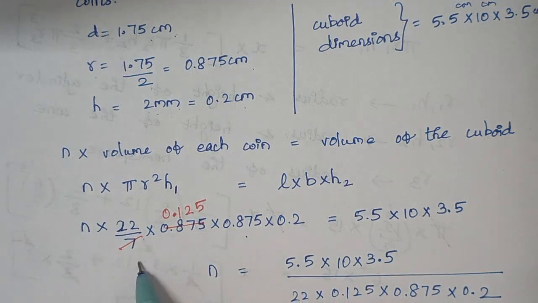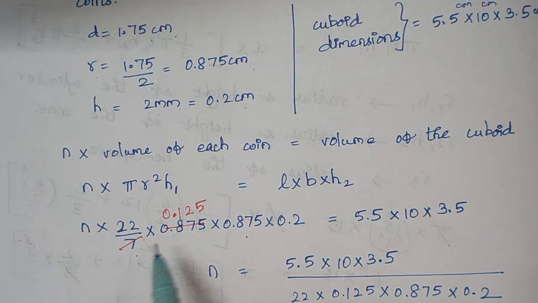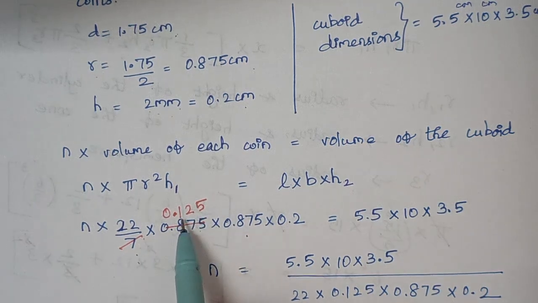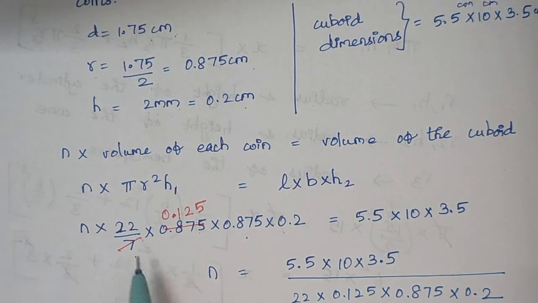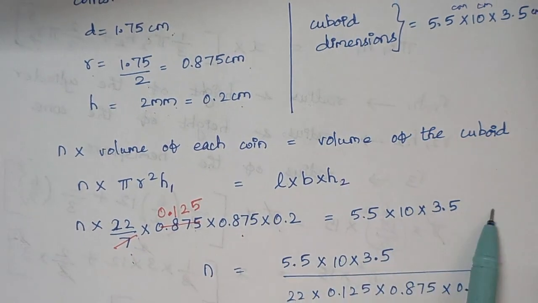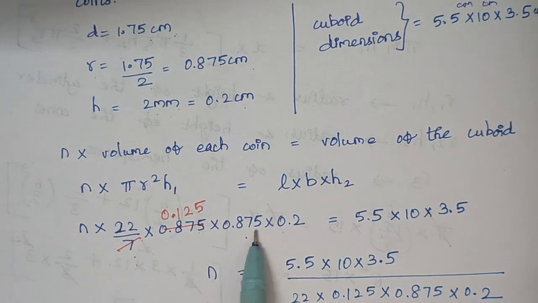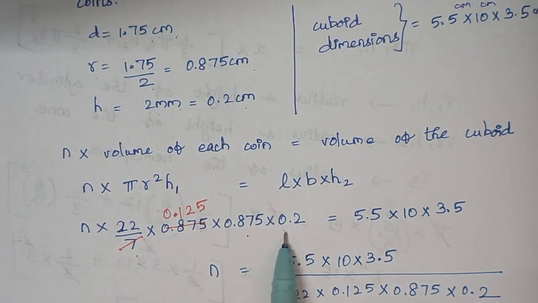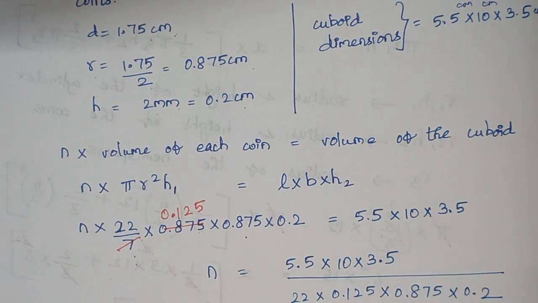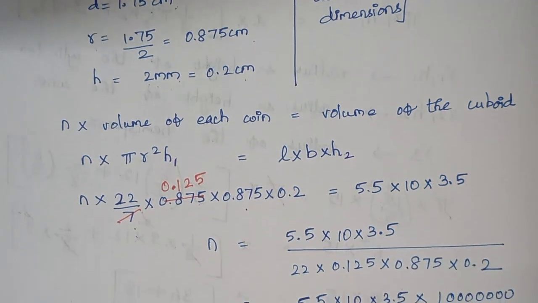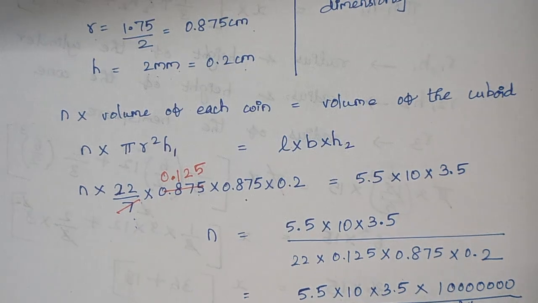Now this 7 and 0.875, we can cancel 875 by 7. When you cancel, here comes 0.125. Anyway, I need n, so I am moving these terms to the right hand side. Here they are in multiplication, that is the numerator part, so when they move to the right hand side, they occupy the denominator part.